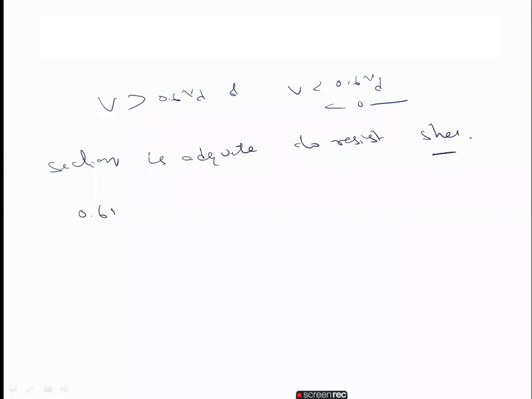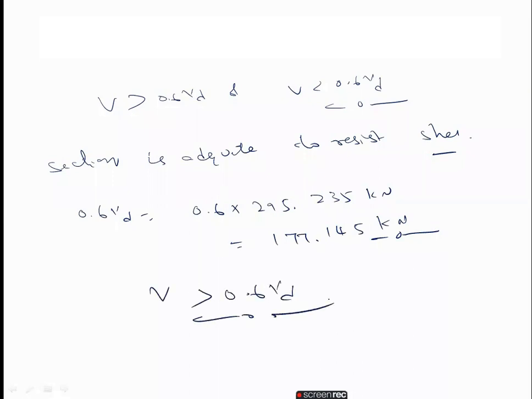So 0.6 into Vd, we calculated 295.235 kilonewton, so we will get 177.145 kilonewton. The shear force we calculated, the factored shear force, which we got as around 180.554, is greater than 0.6 Vd.